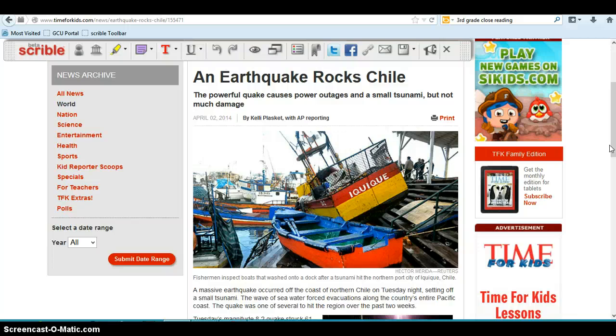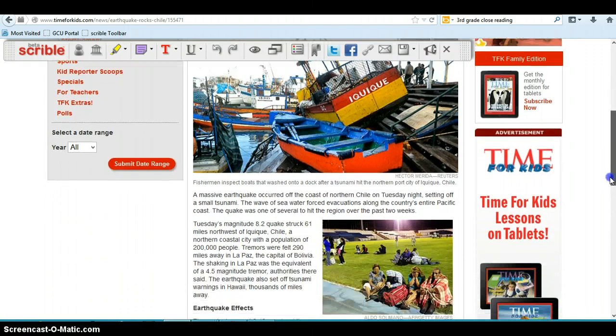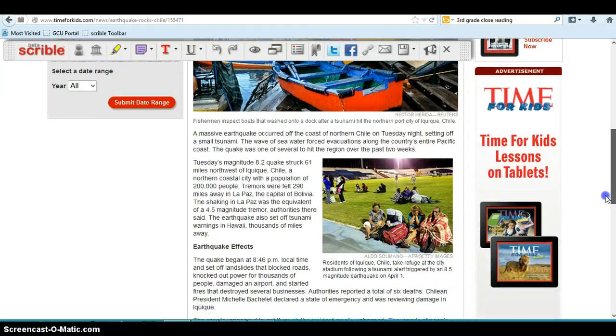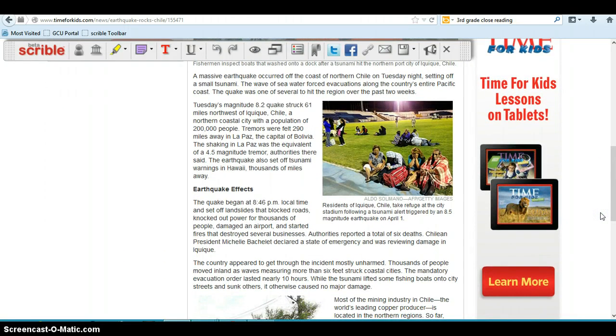An earthquake rocks Chile. The powerful quake causes power outages and a small tsunami, but not much damage. April 2nd, 2014, by Kelly Plaskett with AP reporting. Fishermen inspect boats that washed onto the dock after a tsunami hit the northern part of Iquique, Chile. A massive earthquake occurred off the coast of northern Chile on Tuesday night, setting off a small tsunami. The wave of seawater forced evacuations along the country's entire Pacific coast.